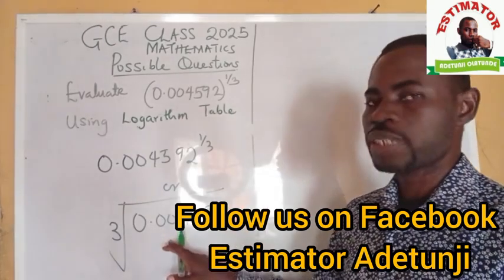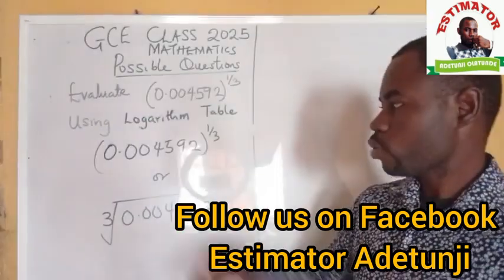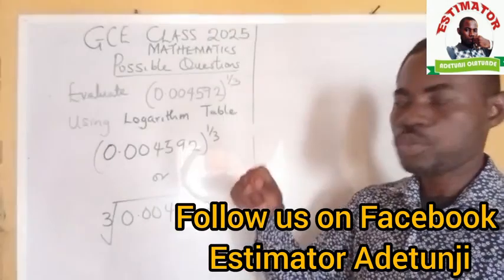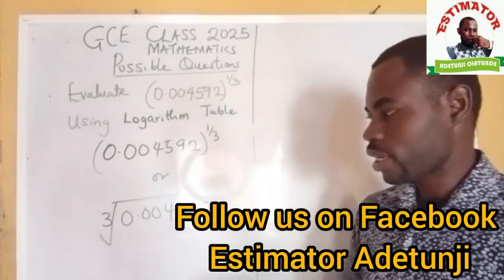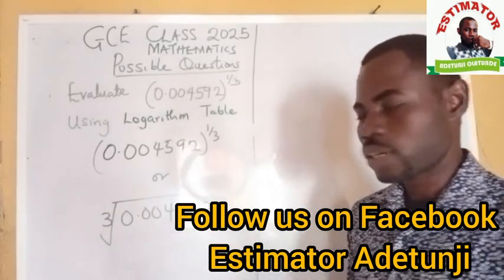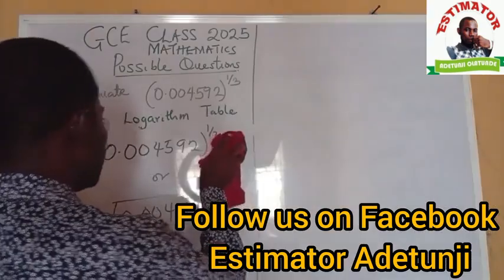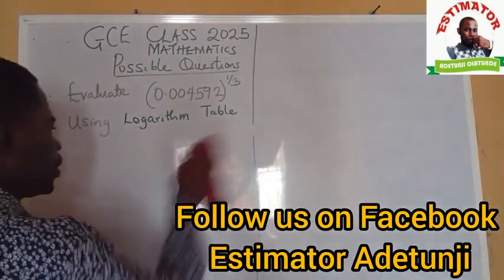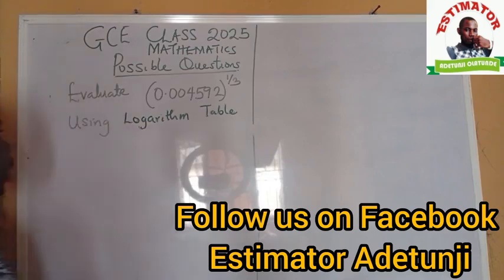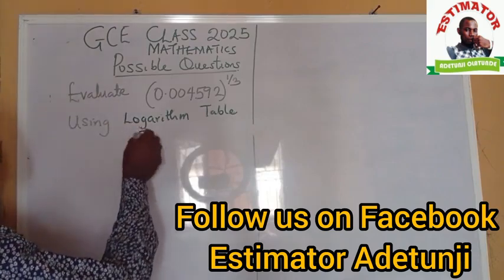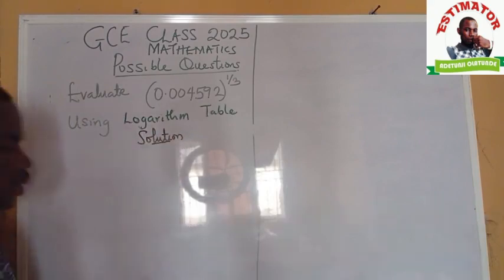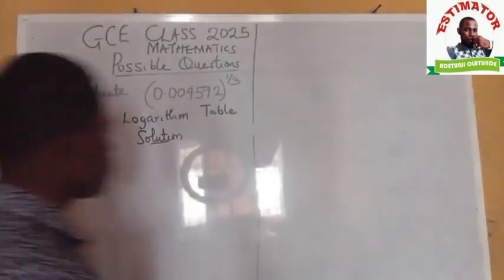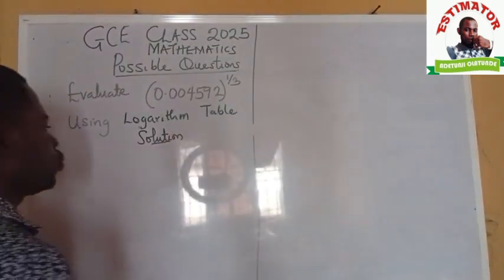So I will use the second one, and I would like you also to use the first one, do it and put your answer in the comment box, and let's see if you will get the same answer. Alright, let's go. What will I do now? I'm picking the second style. Now I have my solution on the board.